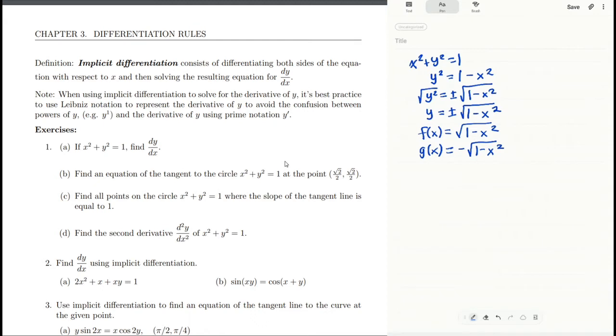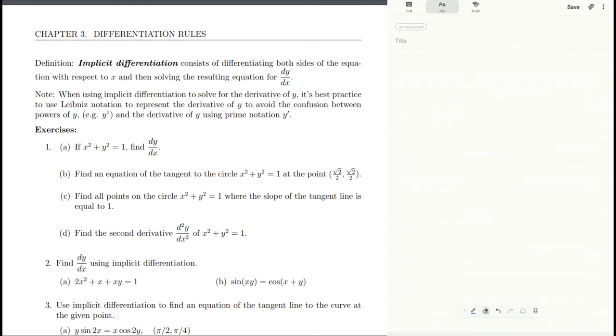Now when we are using implicit differentiation to solve for the derivative of y, it is best practice to use Leibniz notation rather than the prime notation to represent the derivative of y, so that we avoid any confusion between the powers of y and the derivative of y with the prime notation. So y to the power of 1 may look very close to the derivative y prime. So it's better to use Leibniz notation if we want to represent the derivative of y. So let's have a look at some examples of finding the derivatives of implicit functions.